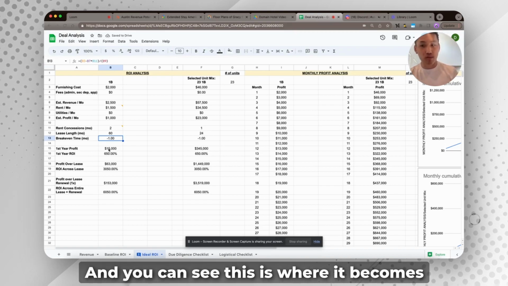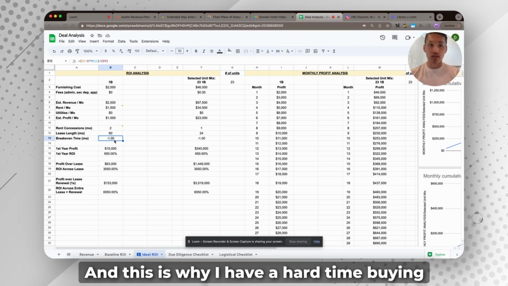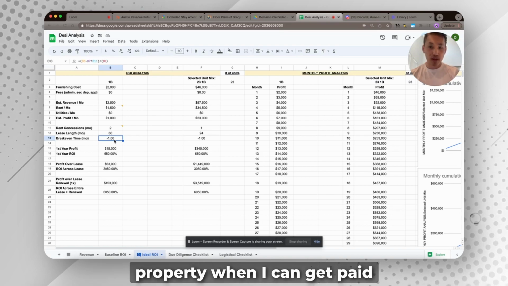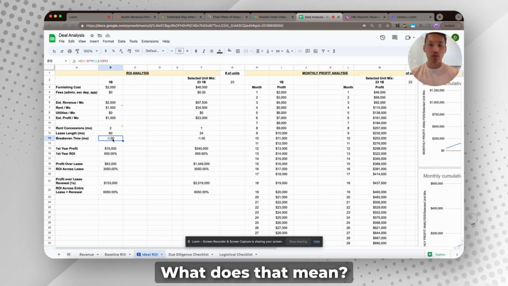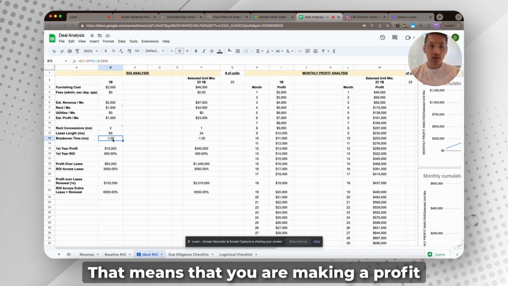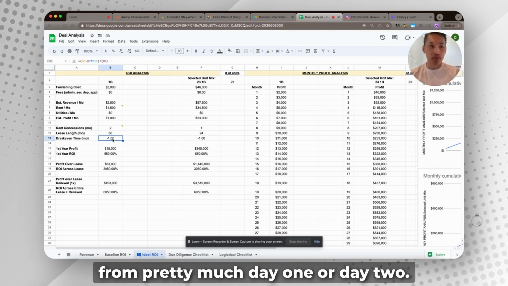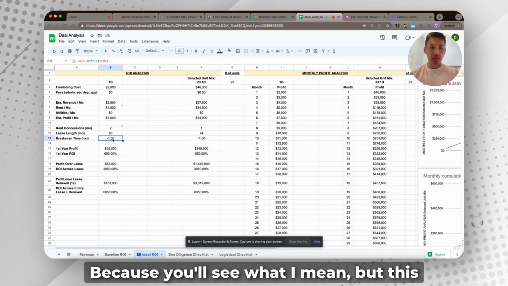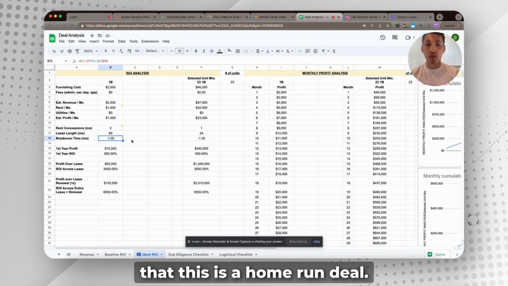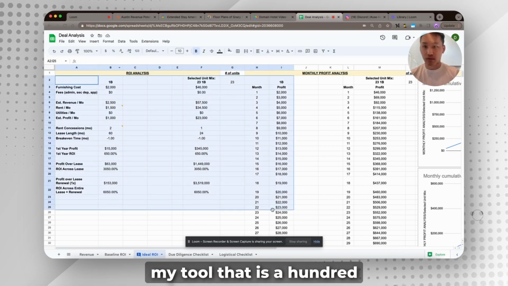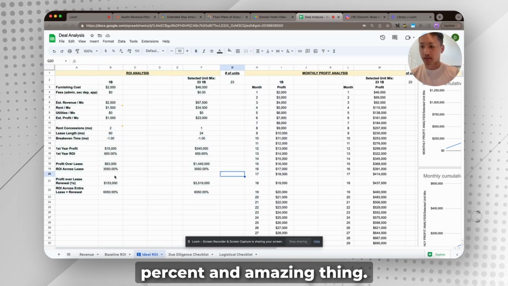And you can see this is where it becomes absolute insanity. And this is why I have a hard time buying property when I can get paid to take on an arbitrage deal. The break-even time here is negative. What does that mean? That means that you are making a profit from pretty much day 1 or day 2, and there's no break-even time, right? Because you'll see what I mean. This is not something wrong with the formula. This is telling me that this is a home run deal. If you get a negative break-even time using my tool, that is 100% an amazing thing.